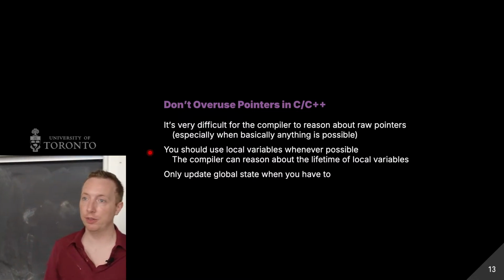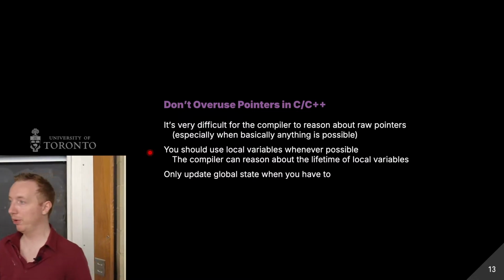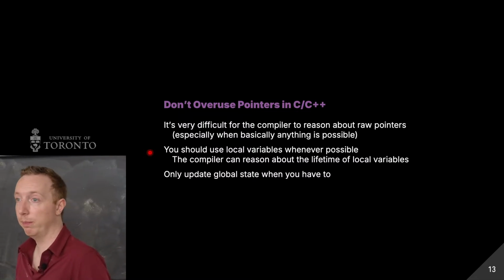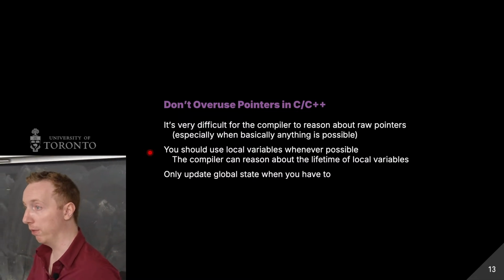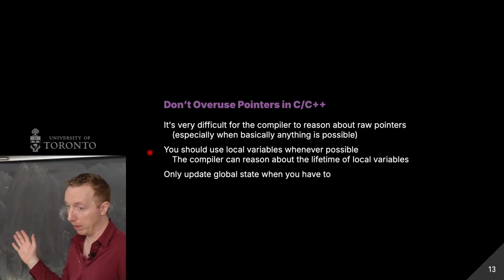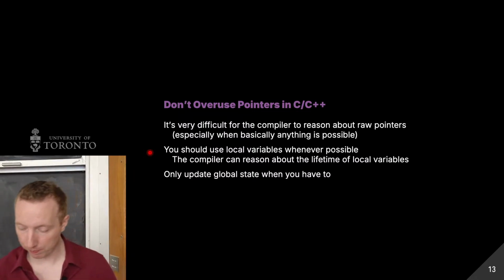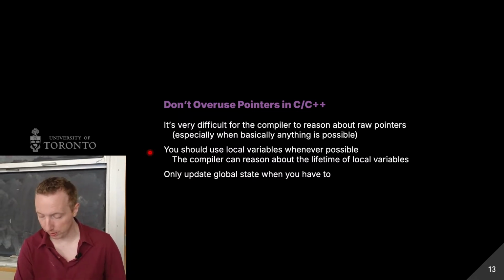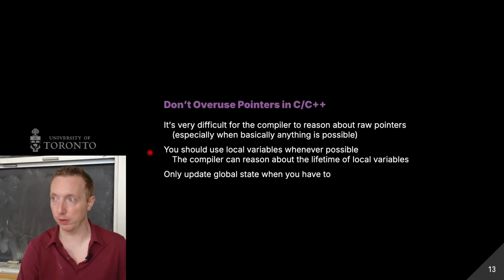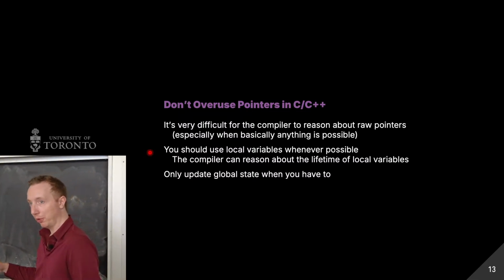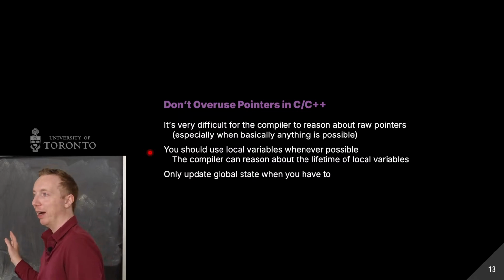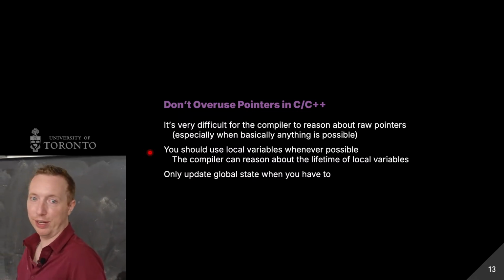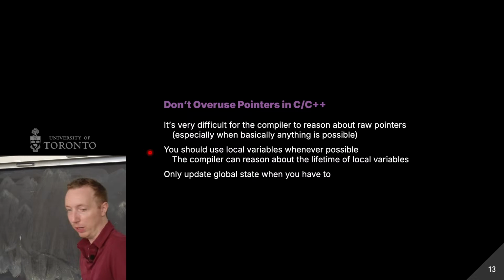The compiler can actually reason about the lifetime of local variables. It is in total control over them. They only live for the life of the function. So it can reason about it, and you will get much, much better generated code. So only use pointers when absolutely necessary. I'm sure most of you probably just hate pointers anyways, so that's a good aversion to have.